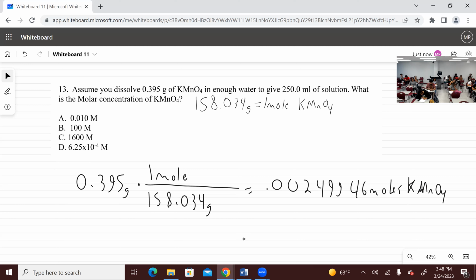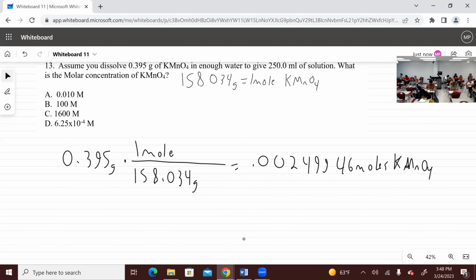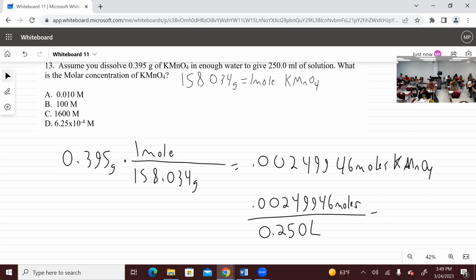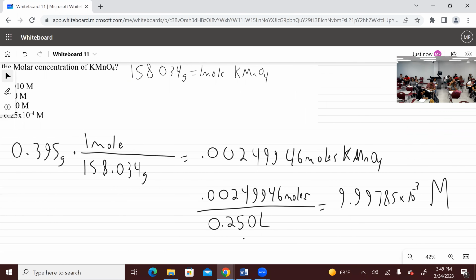Of course, molarity is moles of solute per liter of solution. So all I have to do now is take these 0.00249946 moles divided by 0.250 liters. Y'all with me? Divided by 0.250, I have a molarity of 9.99785 times 10 to the -3. Notice that this is a capital M. That's what we use for molarity.